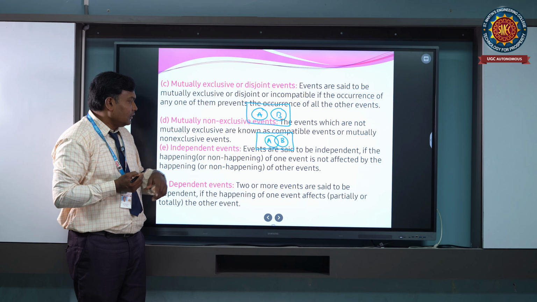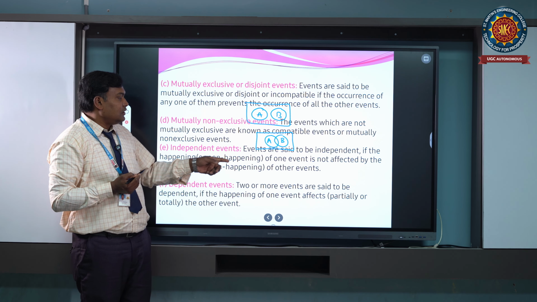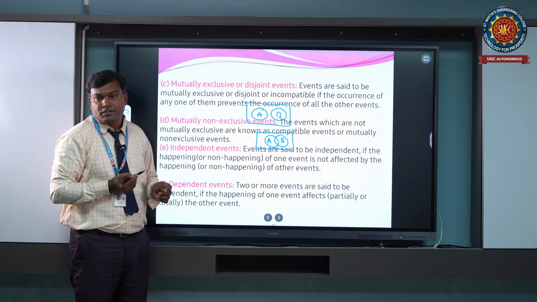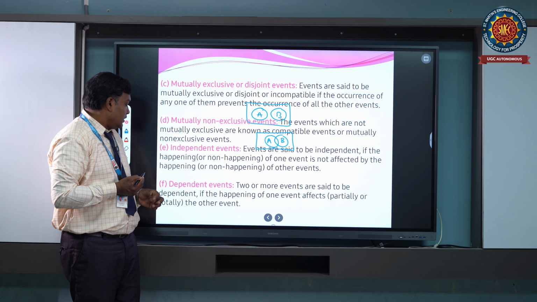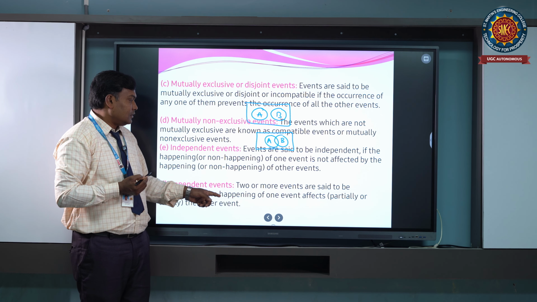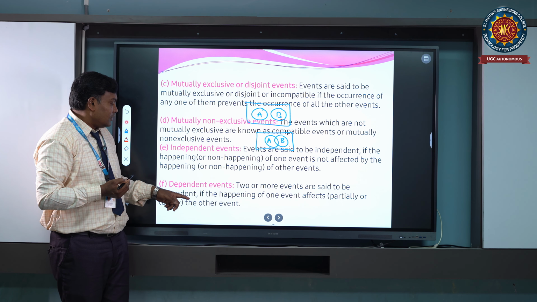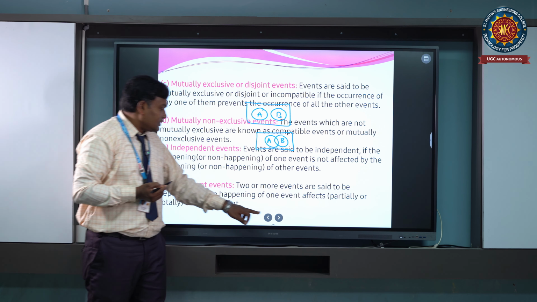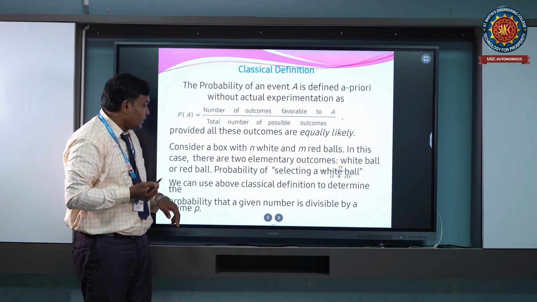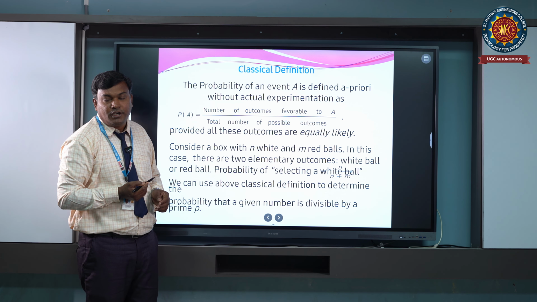Next, independent event. This is also a very important type of event. Here, the happening of one has no effect on the other in these two events. They are event A, event B, independent of each other. Next, dependent events. In these dependent events, one event depends upon another event. That is a dependent event. And this is a classical definition of probability theory.